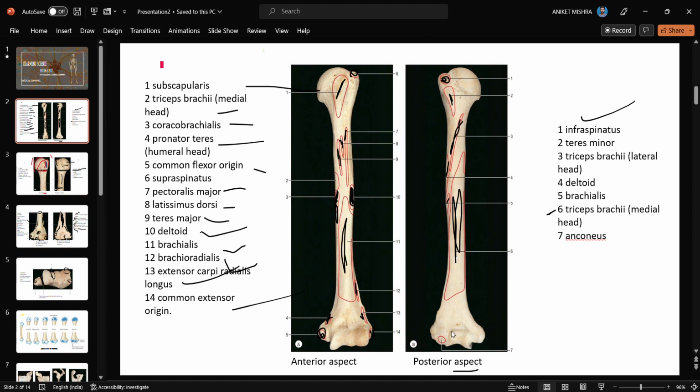And the seventh one is the anconeus muscle. The anconeus arises from the posterior surface of the lateral epicondyle.